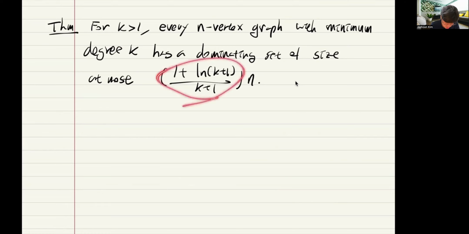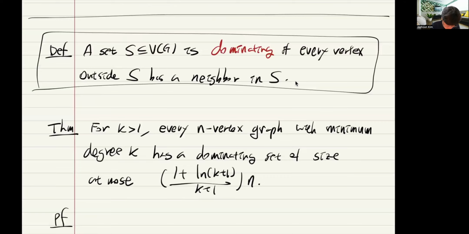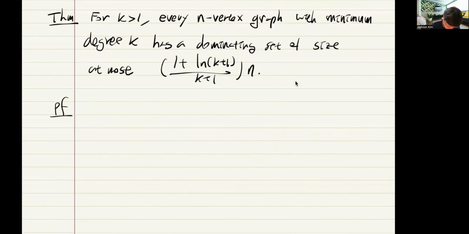As k goes to infinity, if k is large and this is a constant, this is going to 0. So you don't have to take the entire vertex set to get the dominating set. Roughly a log k over k fraction, you take them, then it's enough.